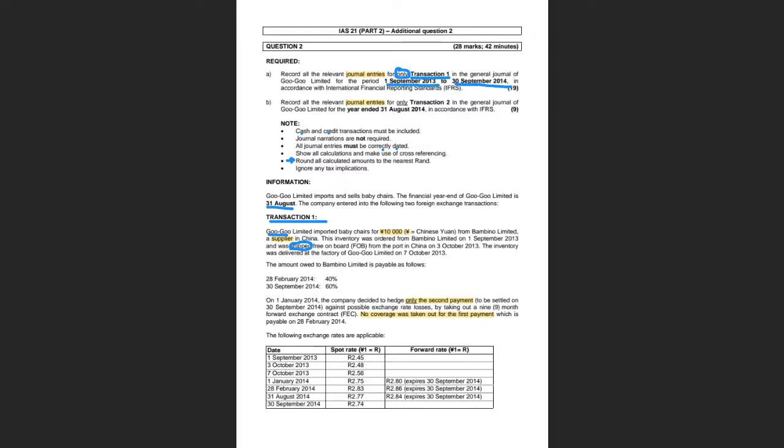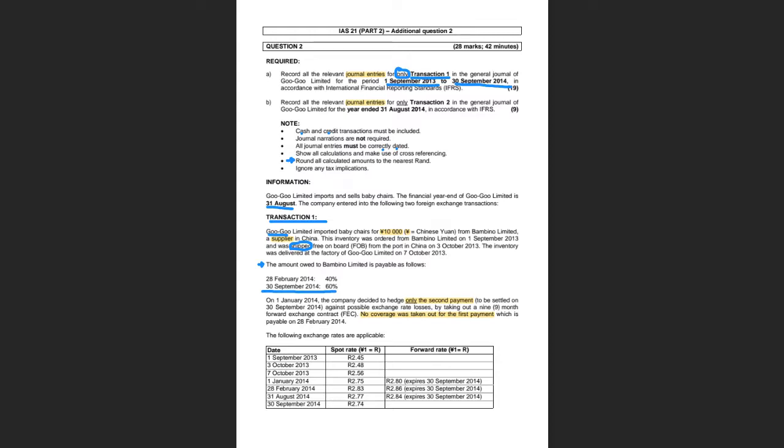Back at the top, I'm reading the statement that says the amount owed to Bambino Limited is payable as follows. So on the 28th of February, the last date of February 2014, we're going to pay 40%. And then 30th of September, so this now is the date that we need to stop recording, right? So that's the last journal. The last journal entry you're going to pass is for this date here, the 30th of September 2014. So on that date, we're going to pay 60%, right?